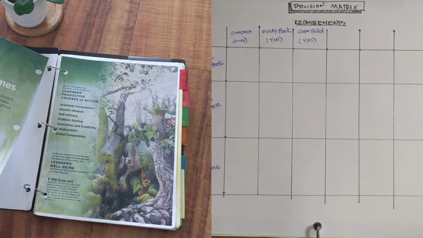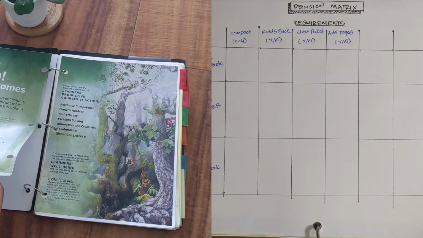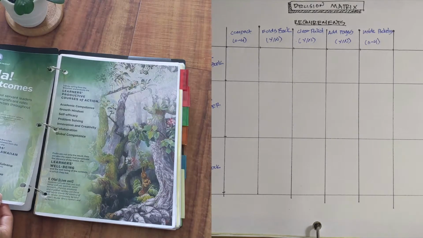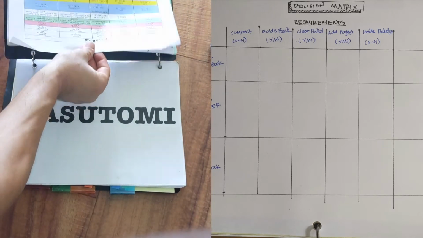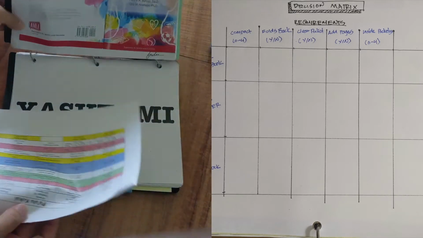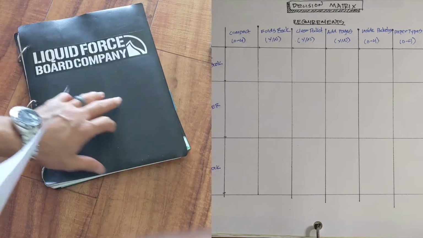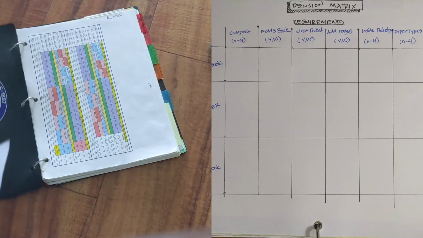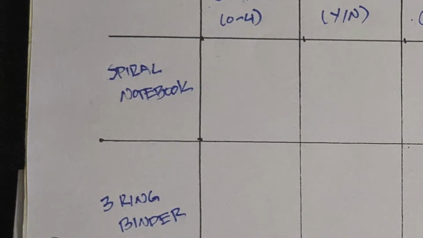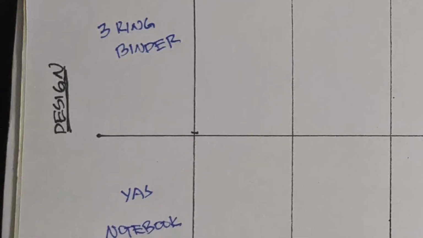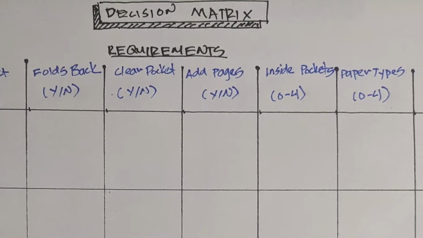I should be able to add pages if my teacher gives me a handout. That's a yes or no question as well. I should have inside pockets, and I can rate that as a 1 to 4. The most pockets will have a 4, and the least will rate as a 0. And lastly, it should be able to hold computer paper, folder paper, or graph paper. That can also be evaluated over a rating system of 1 through 4. As you can see, a decision matrix has the different designs on the left, and then the requirements of the good design across the top.